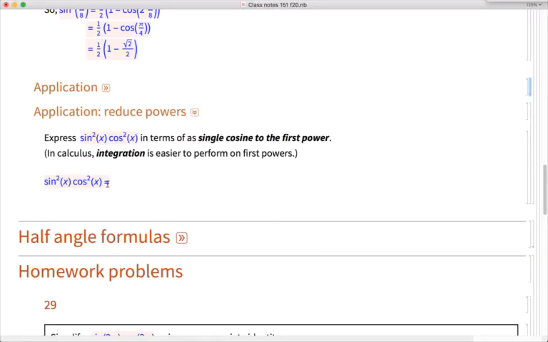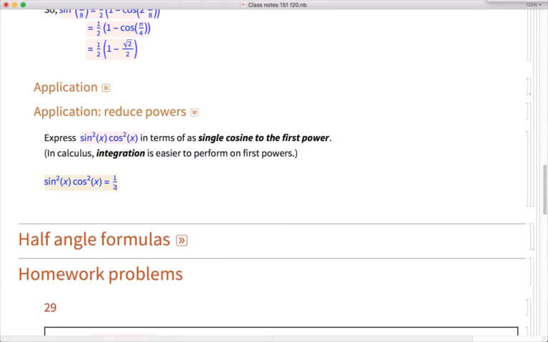One more application here. So this is where they get their name sometimes. We're going to reduce the powers in this expression, and we're going to do that by replacing each of the squared trig functions with the trig function only to the first power. I missed that, but it's not going to matter in the end. So that's applying the two identities, one for sine squared, the other for cosine squared.